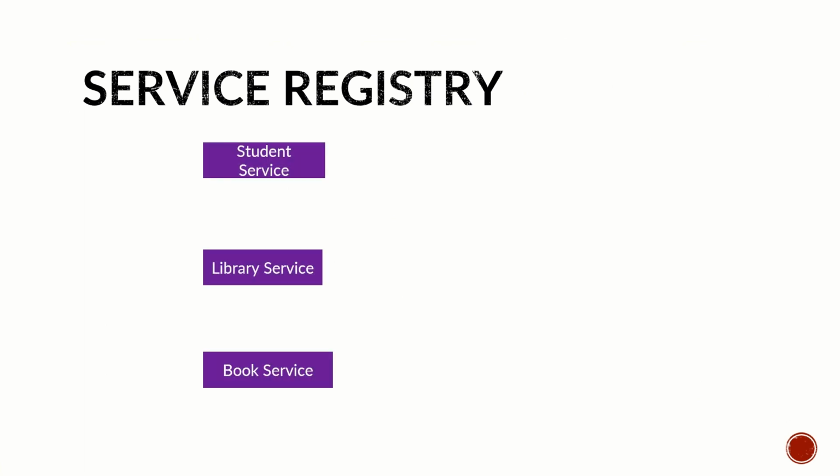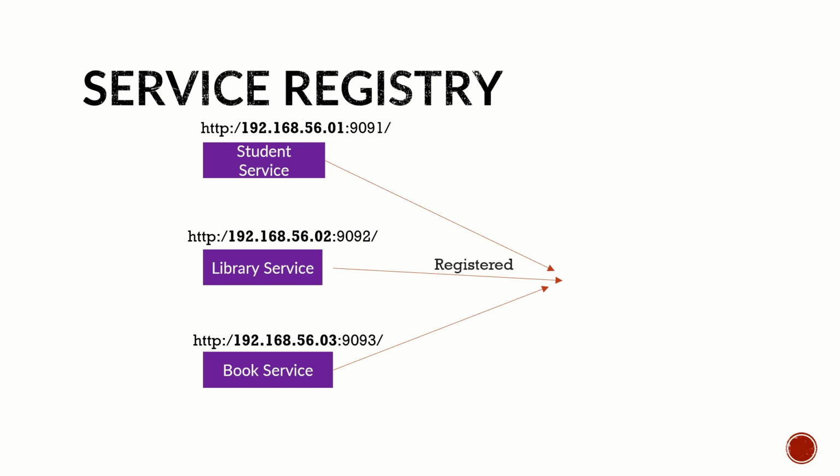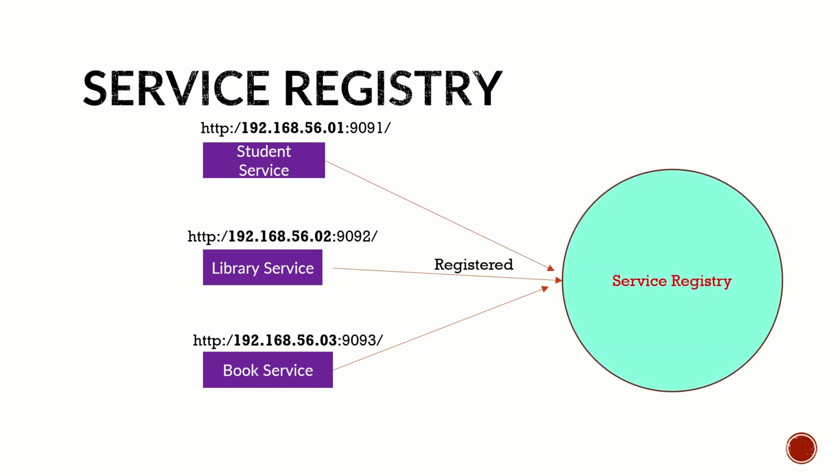Service registry. So how we will register these services to the Eureka server, that I'm going to explain. So let's say we have the student service, library service, and the book service, and each of them is up on some port. Like student is up on 9091, library on 9092, and book service is on 9093, and they all are registered to one service, which is the registry service, and this is the Eureka server, which is up on 8761, which is the default port for the Eureka server.